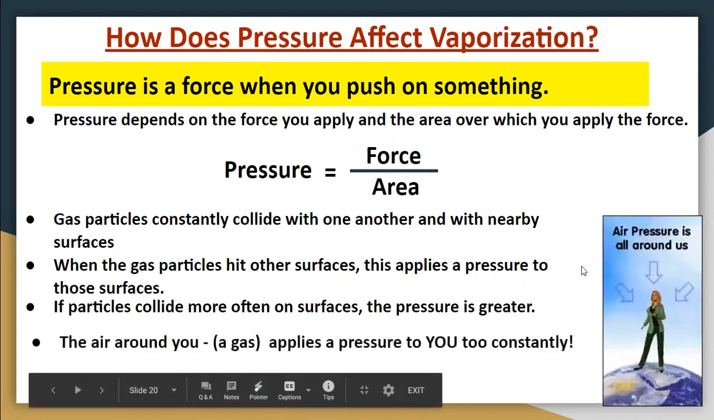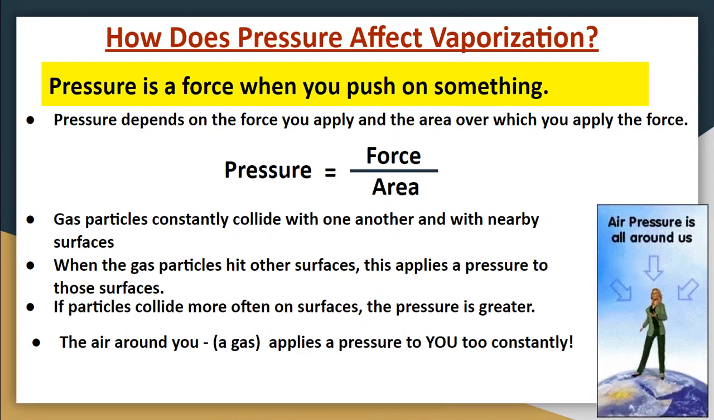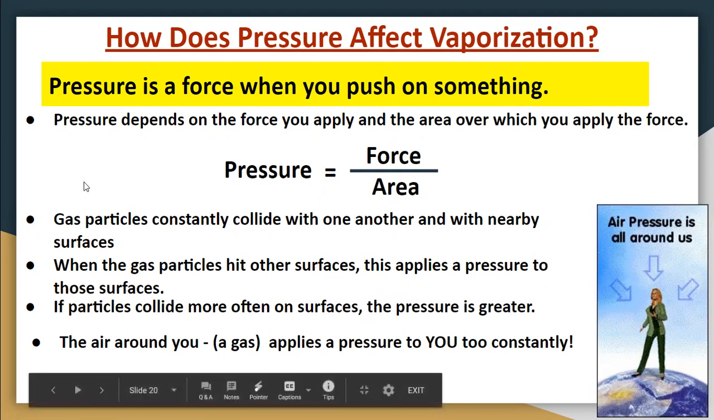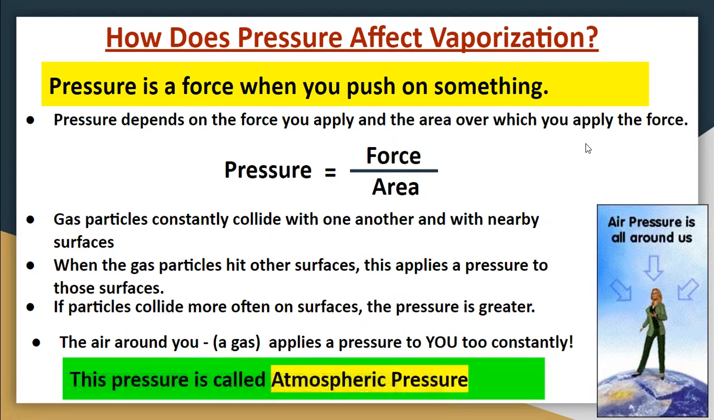The air around you, a gas, applies a pressure to you, too, constantly. So this pressure, if you think about it, the air actually has weight, and it is actually pushing down upon you. This pressure is called atmospheric pressure. So it's the pressure from the atmosphere. It's the amount of pressure from the air pushing down on you.